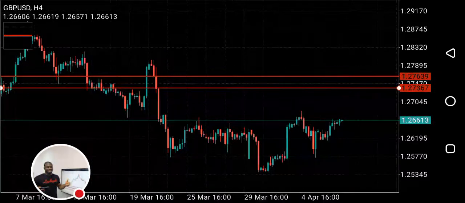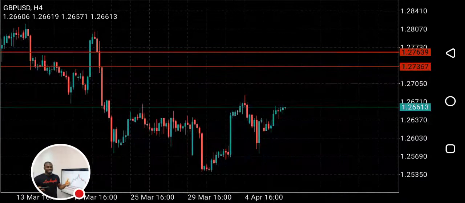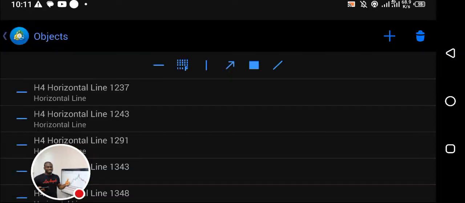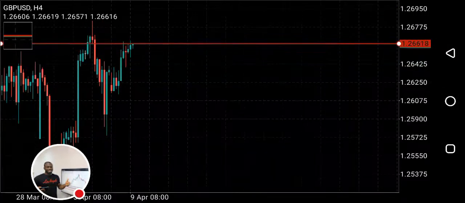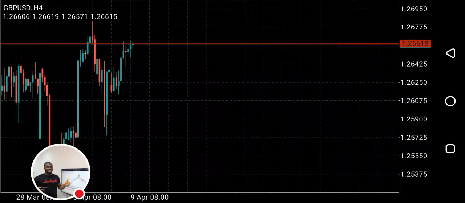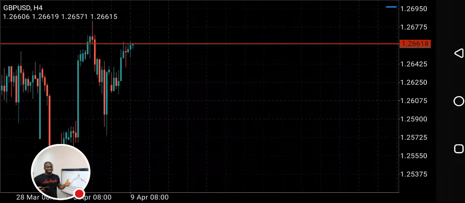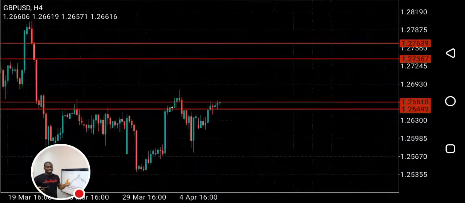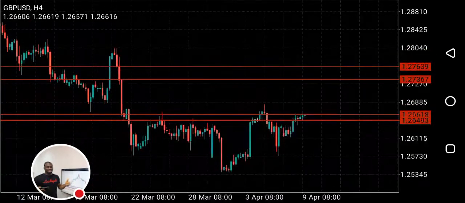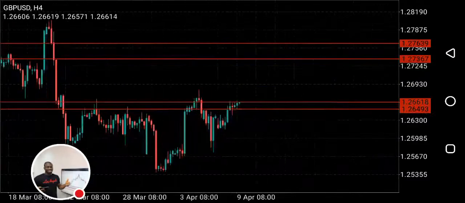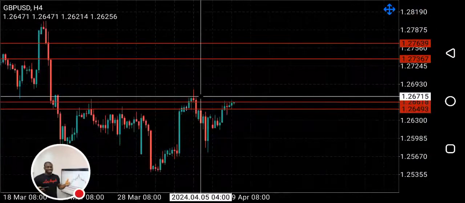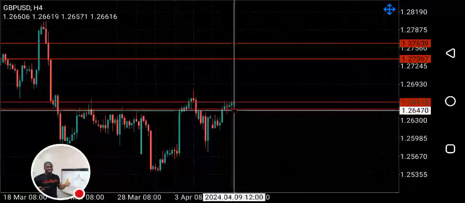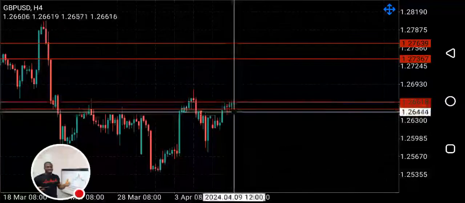So we have a fair value gap here. If you decide you want to sell from the current market price, you can see on the 4-hour we had a fair value gap and that gap has been filled. So it's possible price will drop from that level. If you decide to sell GBP USD, you have to wait for a candle to close below this low before you take a sell.